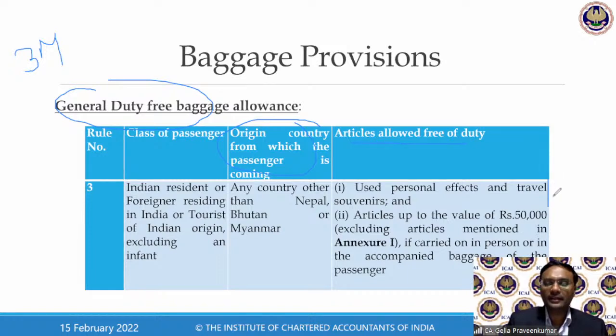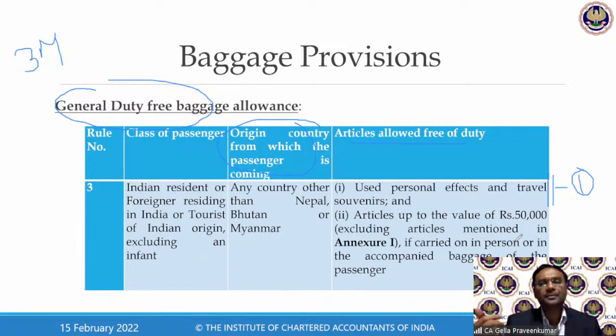So what are they allowing? First item, used personal effects. Sir, I have a Mangal Sutra. A female claims that when she got married in India, she was going abroad wearing it. Will you not call it a used personal effect? Unfortunately, personal effects exclude your jewelry. So the articles allowed free of duty are your used personal effects. I went with 10 pairs of shoes and came back with 15 pairs. Can I call that a personal effect? Shoes are daily wear.